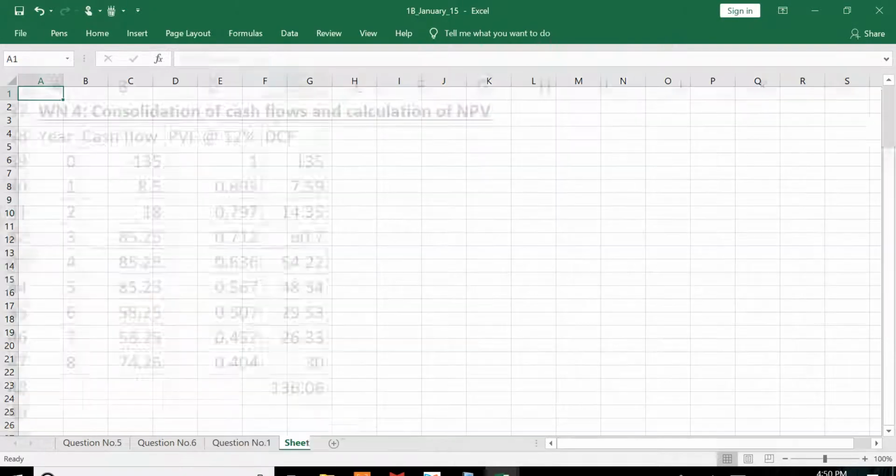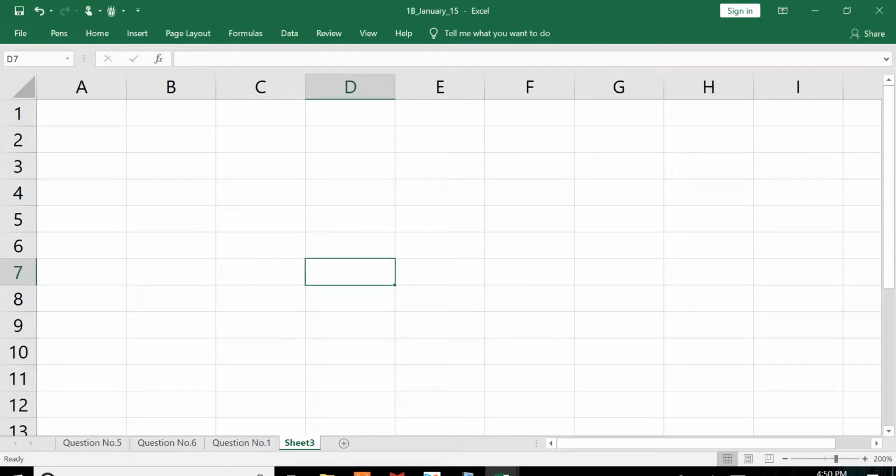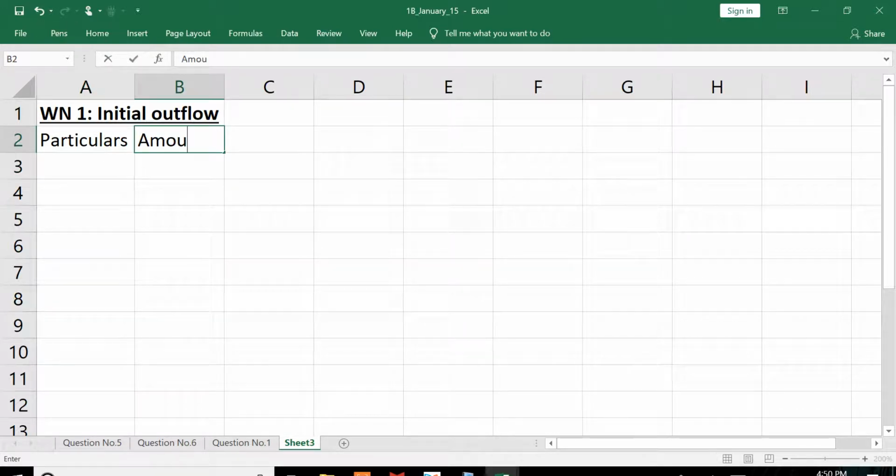Let's start now. Working note 1, initial outflow. Particulars, amount. I'll complete the step and then I'll write two numbers, end of year or uniform.